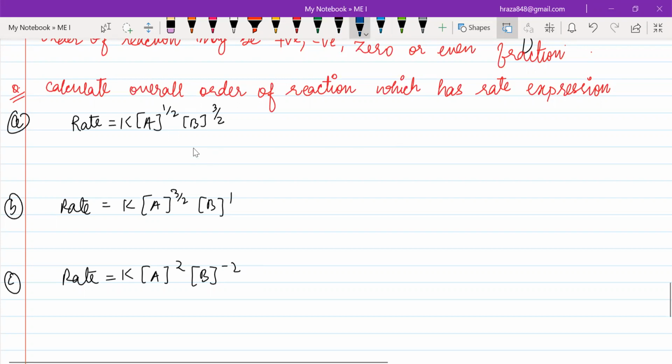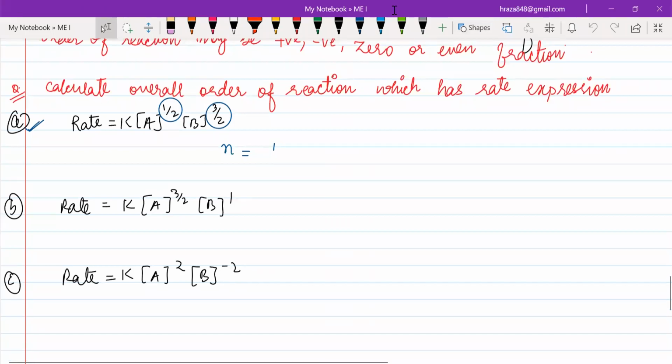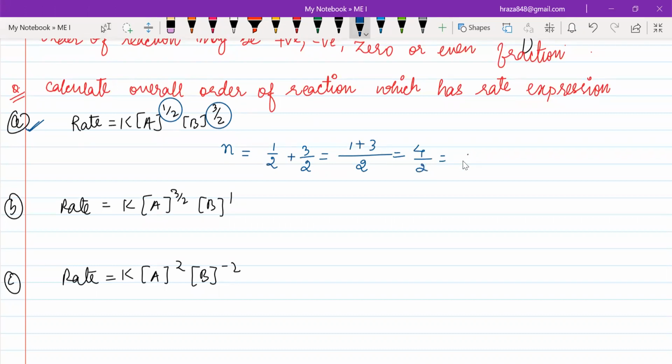Have you done the first one? The order of reaction n is equal to the sum of the powers of the concentrations in the rate law expression, that will be 1/2 plus 3/2. You take the LCM, so it will be 2, and then 1 plus 3, that is 4 by 2, which is equal to 2, a second order reaction.